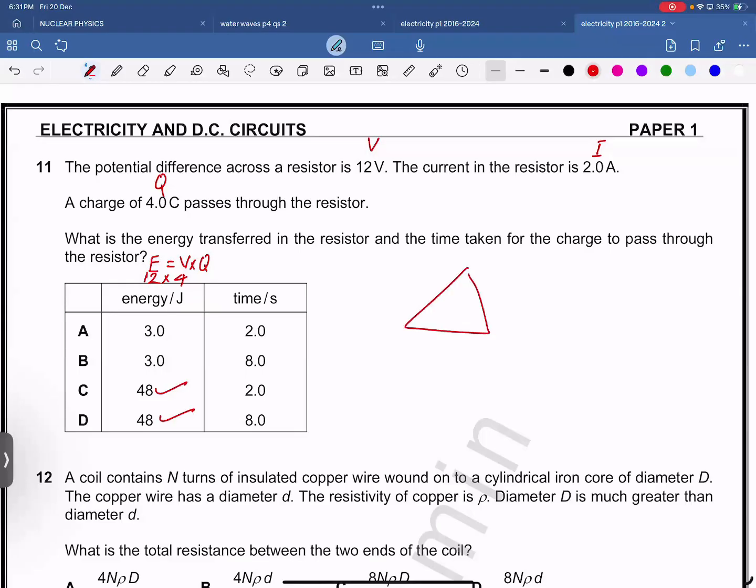Time. You know, my dear students, the current equation: I equals Q over t. The time will be charge 4 divided by I, 2. The answer is 2. Option C. Easy question. Yes, my dear students. Question number 12.